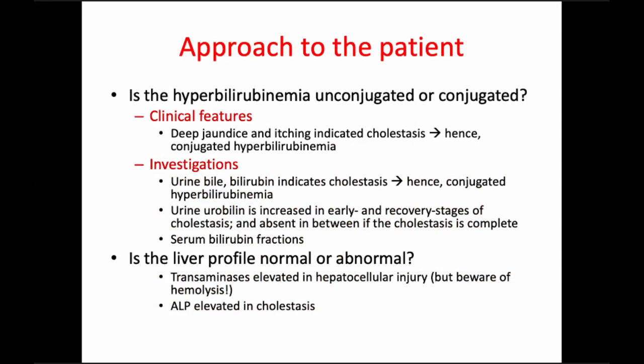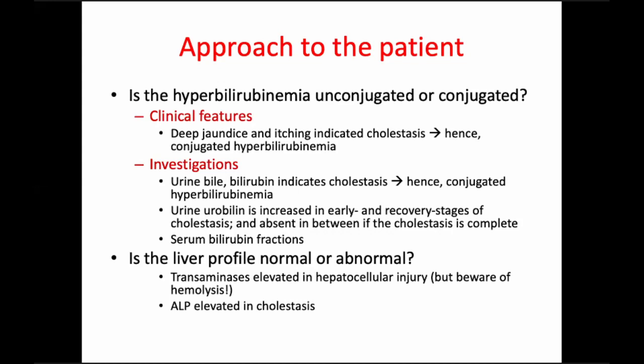Now, I'm going to talk about adults, of course, because you should know that in neonates, bilirubin is very toxic. You have heard about conjugated and so on. I won't talk about that. So now, how do you approach an adult patient with increased bilirubin? The first question to ask is, is the patient's hyperbilirubinemia unconjugated or conjugated?